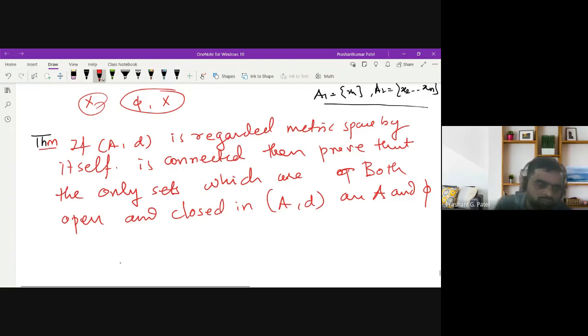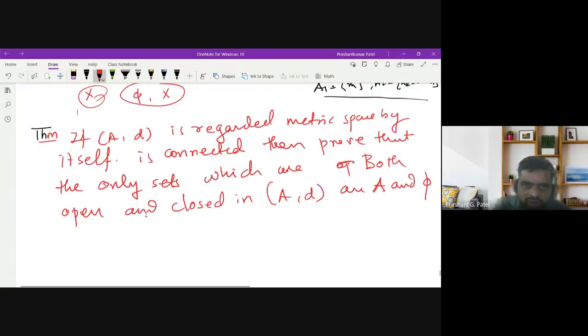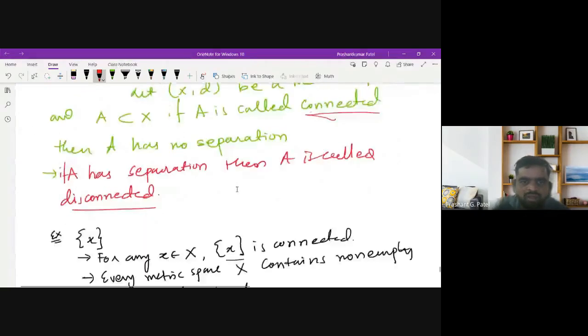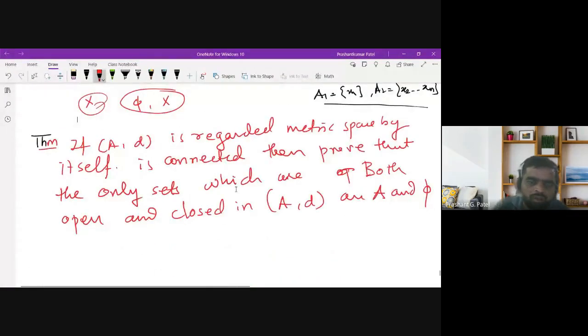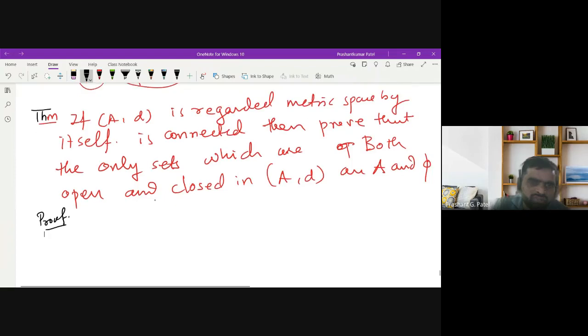Okay, so this is a very interesting result, and from this result we can easily prove that the closed interval 0 to 2 is a connected set. That we can prove using this statement. That also we can discuss later on. But here this is a very interesting result, and it is the main result on connected sets. So let us try to prove this statement.